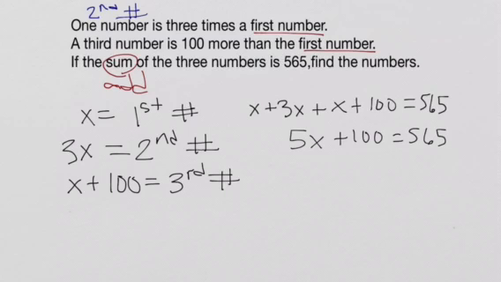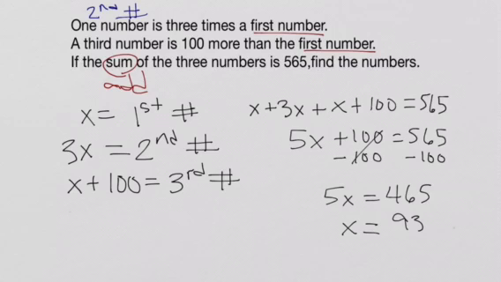Now we need to solve for x, so we're going to subtract 100 from each side. So when we subtract 100, what we do to one side, we have to do to the other. So we're left with 5x is equal to 465. Now, in order to solve this equation, we need to divide 465 by 5. And when we do that, we get x is equal to 93. So that has told us what x is equivalent to.